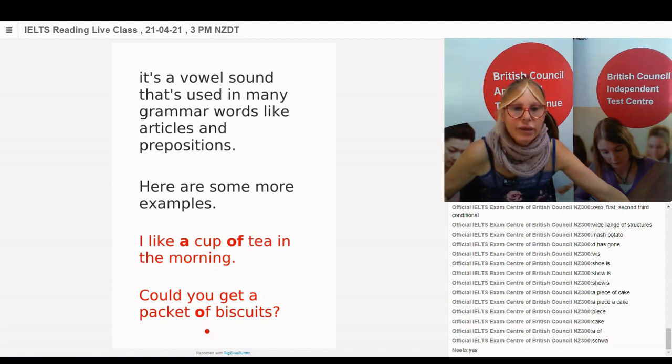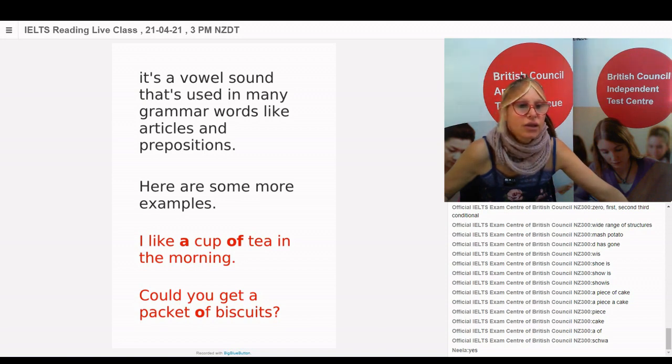Could you get a packet of biscuits? A packet of biscuits. Okay, I'm not saying could you get a packet of biscuits. I'm saying could you get a packet of biscuits? A packet, a packet, a.